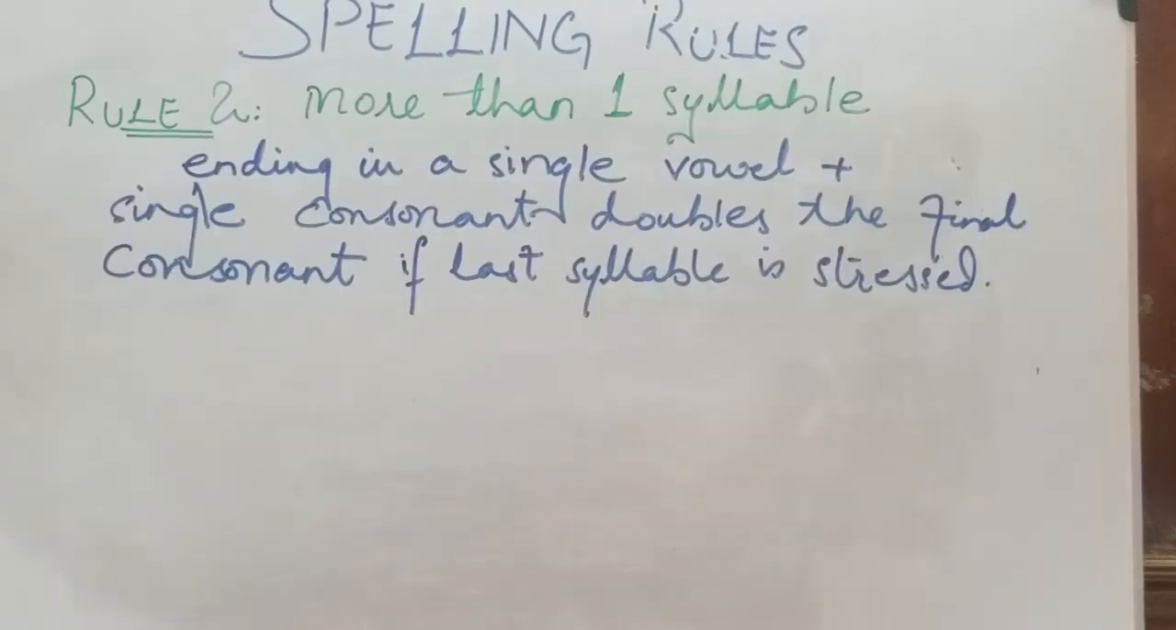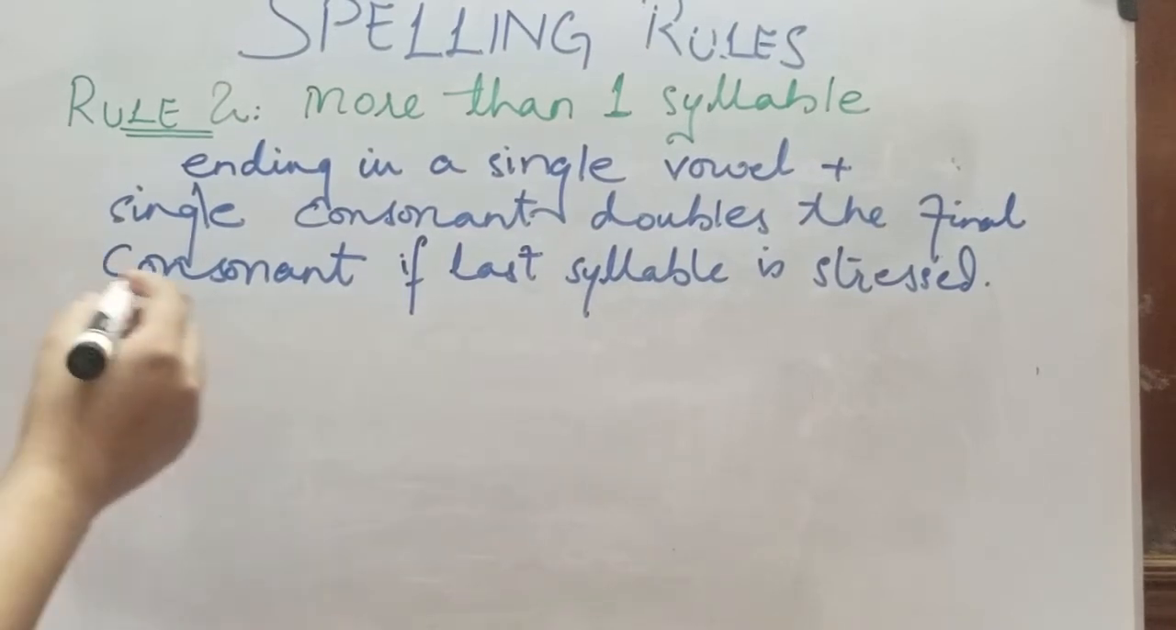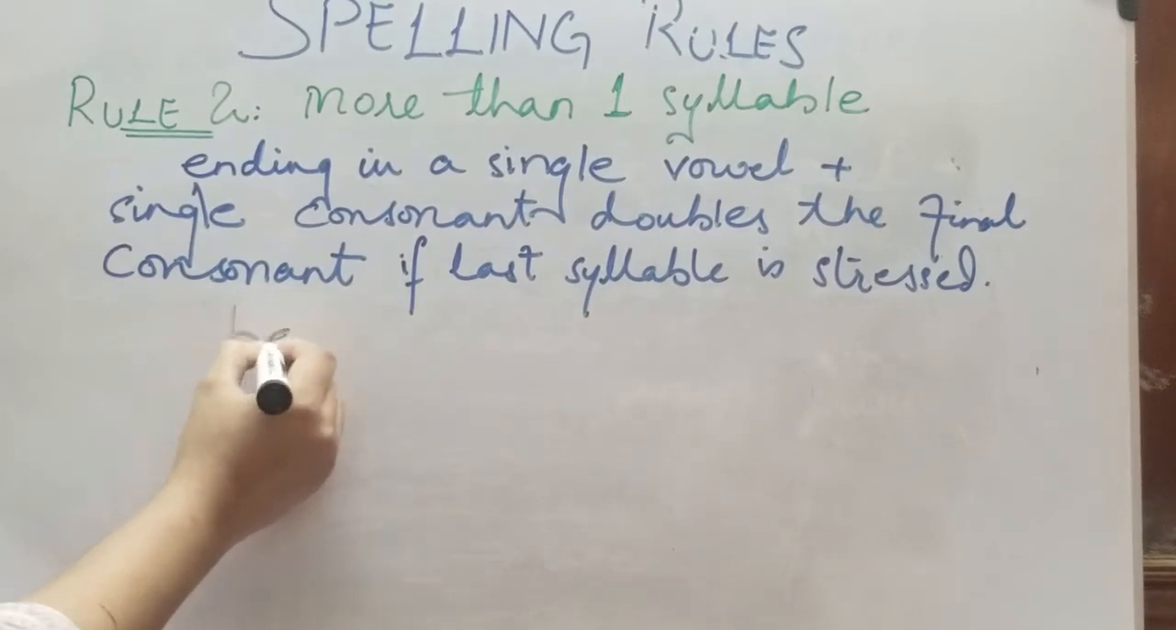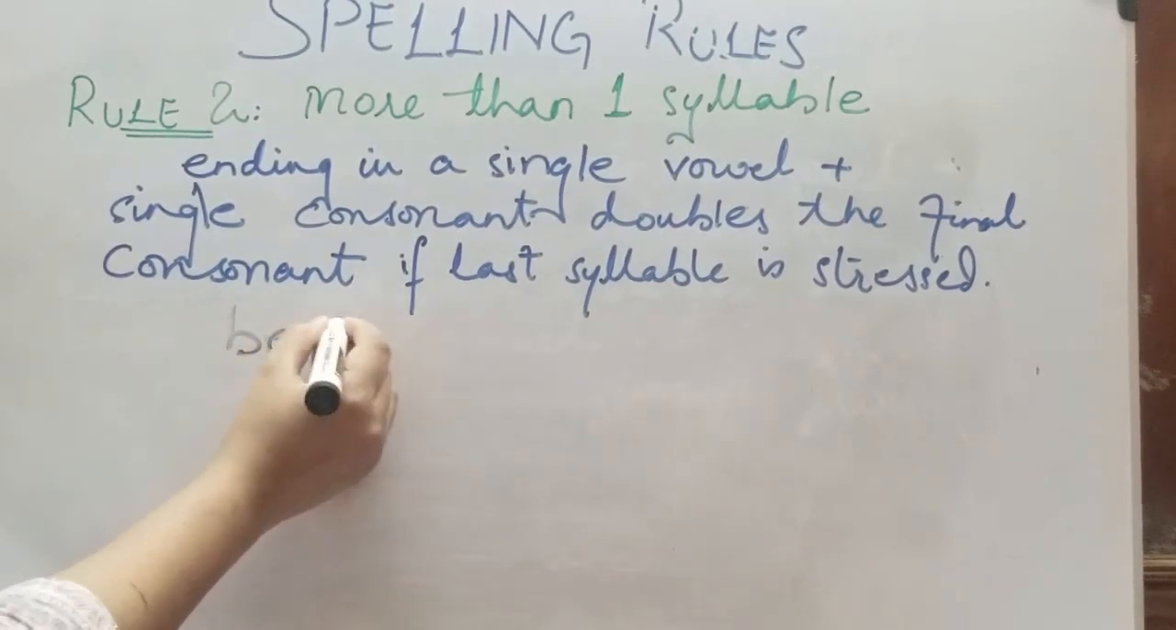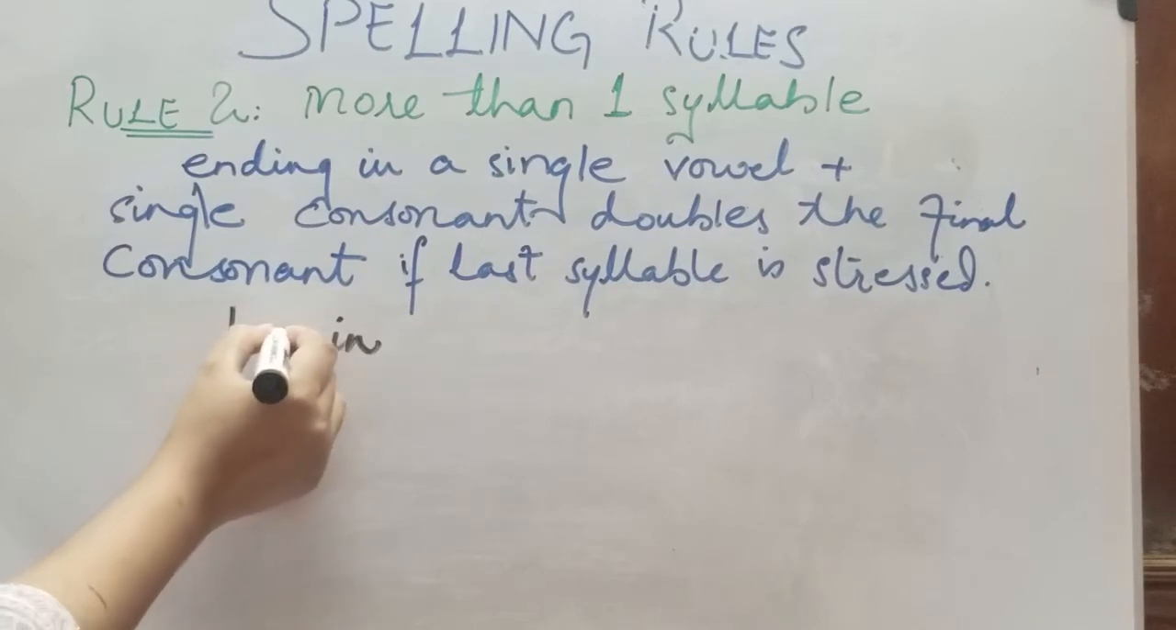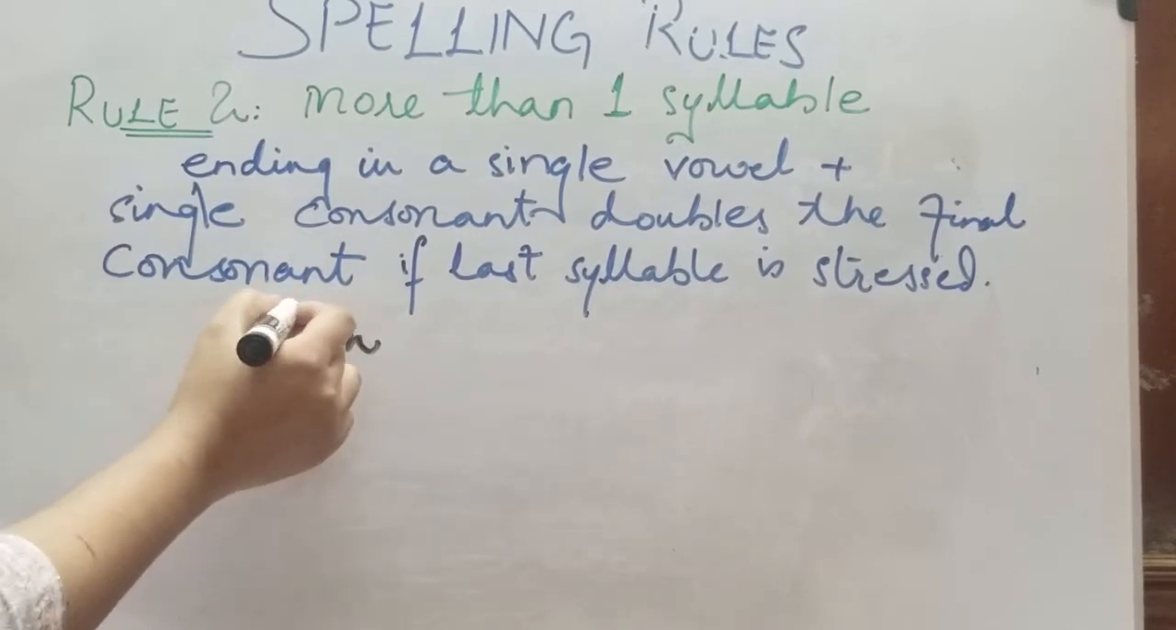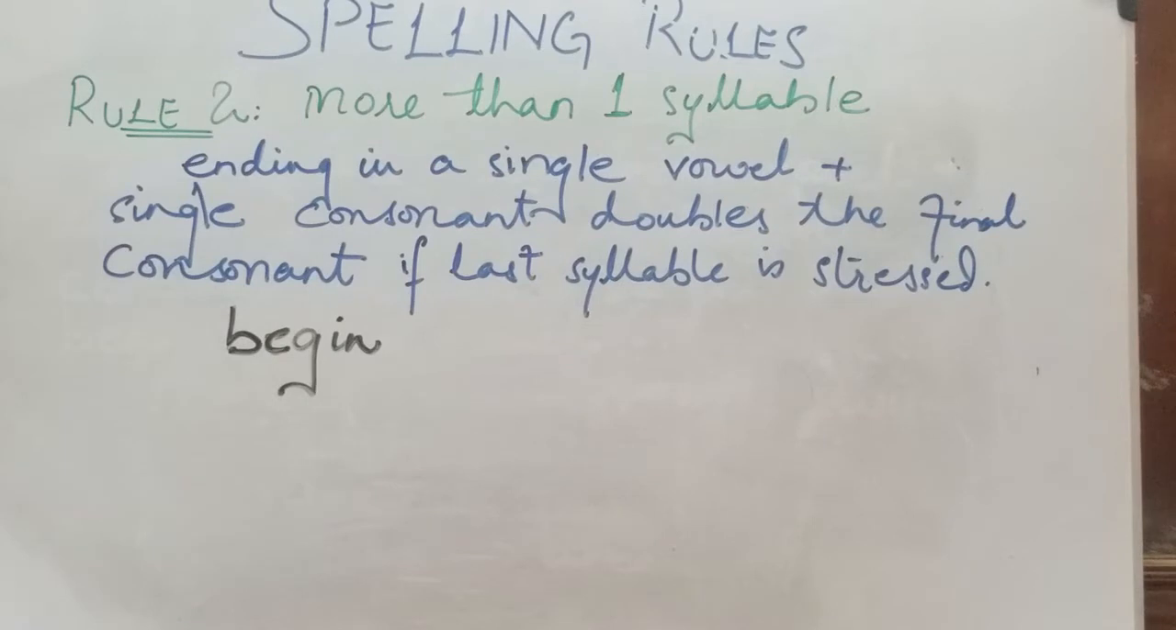Now guys, rule number 2, if you are having more than one syllable, okay, what does this rule have to say? If the word ends in a single vowel plus a single consonant, it will double the final consonant if the last syllable is stressed. Let's see an example. Begin, right? It's a two syllable word.